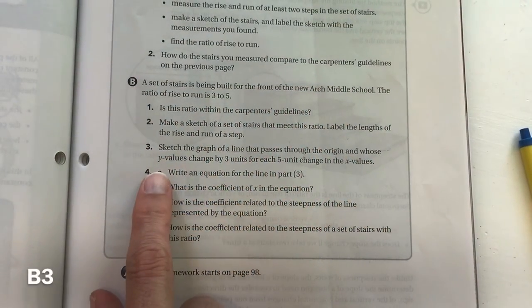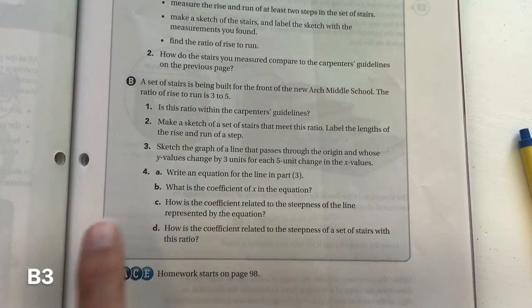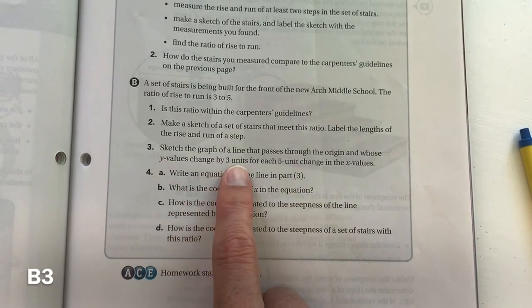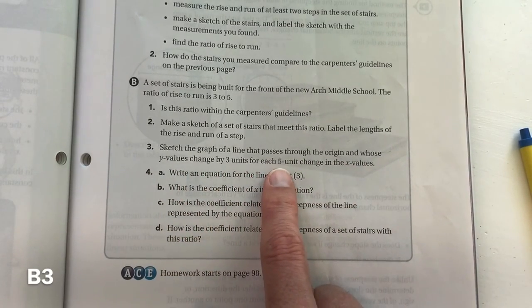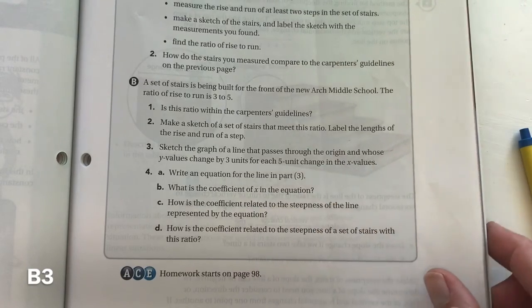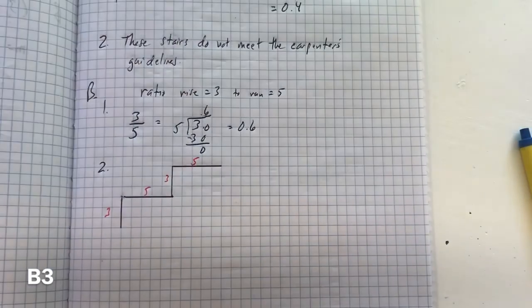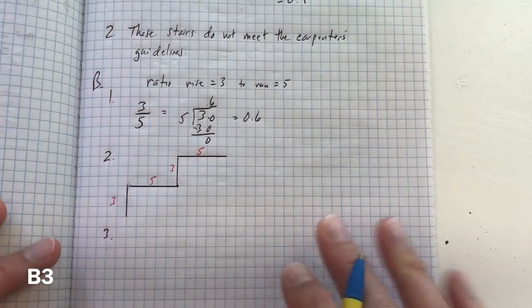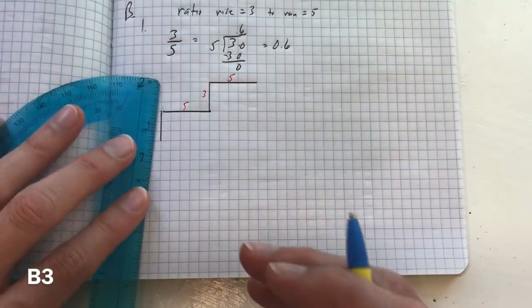All right, number 3. Sketch a graph of a line that passes through the origin and whose y value changes by 3 units for each 5-unit change of the x values. Okay, now I know you guys don't have graph paper, but this is something that you can do really quickly. Even though you don't have graph paper, just watch what I'm going to do here in this case.